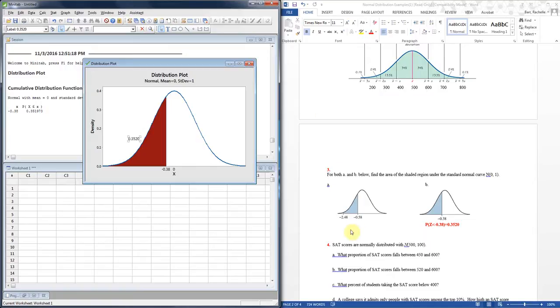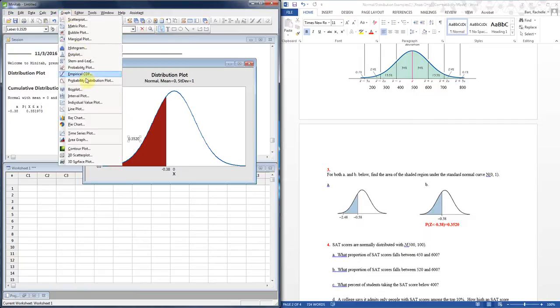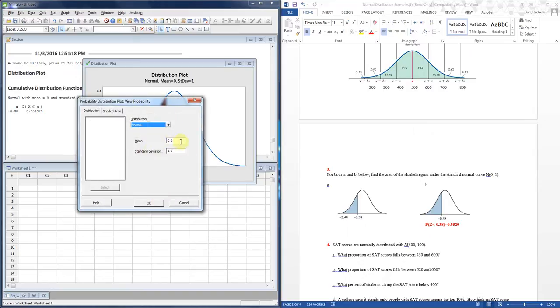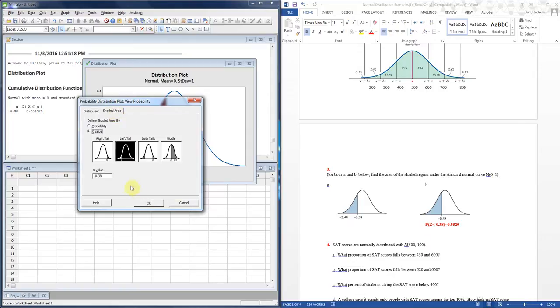Okay, so let's do A. I'm going to show you 2 ways to do A again. So the easy way is to use my first method, which is graph probability distribution plots. We're always going to choose view probability, no matter how much it wants us to do view single. I'm still on normal, still mean 0, still standard deviation 1. Only now I'm going to choose middle, because I'm doing in between 2 values. So my lower value I have here is negative 2.48, and then my other x value is negative 0.58. So lower, upper. Here we go. We'll hit OK.